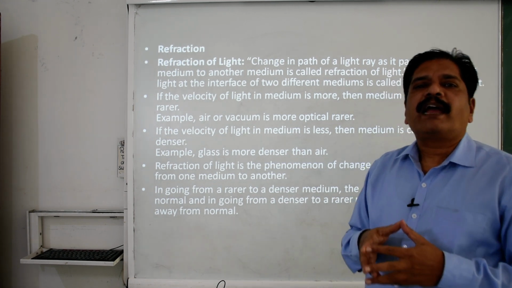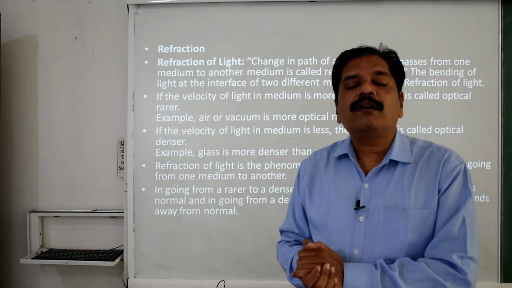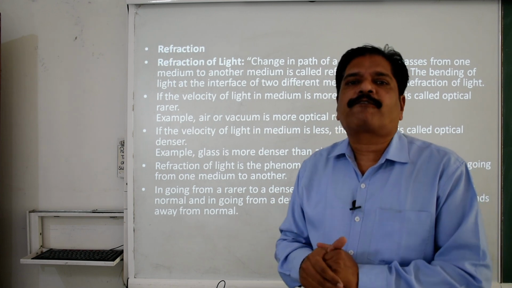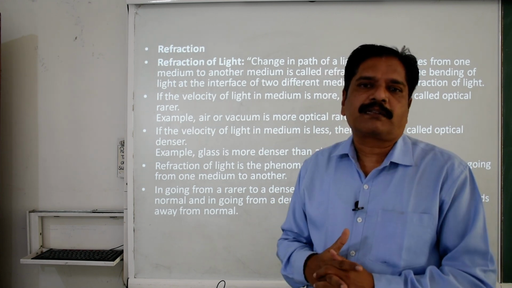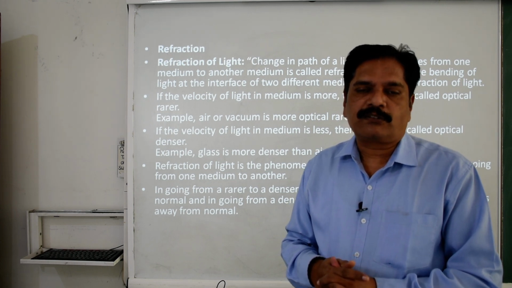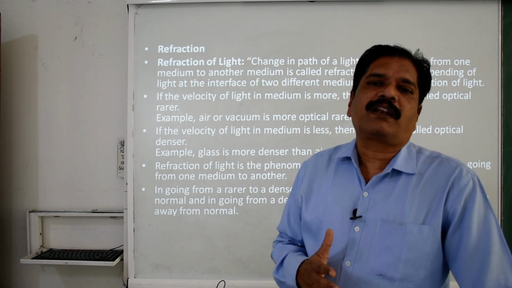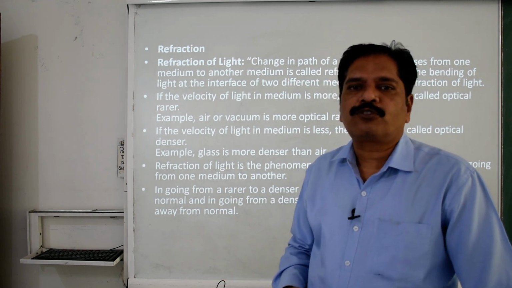Simply, when light is moving from one medium to another medium, it is displaced from its actual path. It bends from its position, so it is considered refraction. That means the bending of the light ray when it passes from one medium to another.